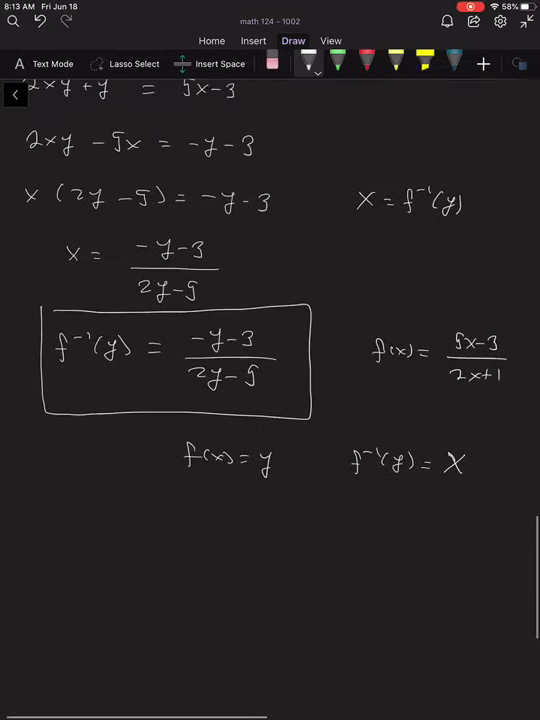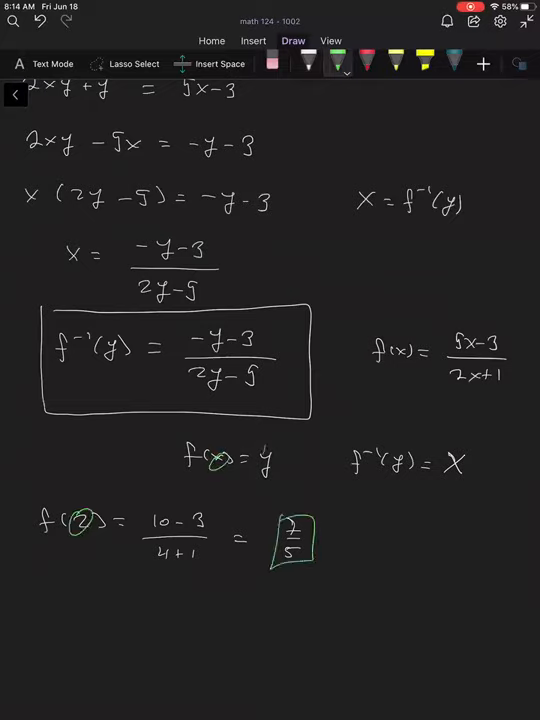So notice that we can plug in values for x. How about f of 2? So if we plug in 2, what we get is 10 minus 3 all over 4 plus 1. So that's going to be 7 over 5. So we plugged in 2, and we get 7 over 5. So that's going to be our y. So over here, if we didn't make a mistake, we would need to plug in 7 over 5 over here and see if we get 2. So let's see if that's actually the case.